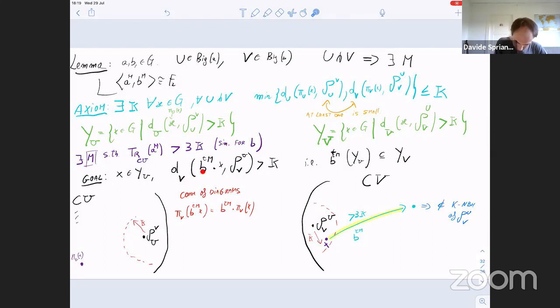The distance between b to the tm applied to x and row uv is bigger than k, i.e., we just show that b to the tm moves yu inside yv. So we can apply Pingpong lemma, and we are done. Okay, are there questions?